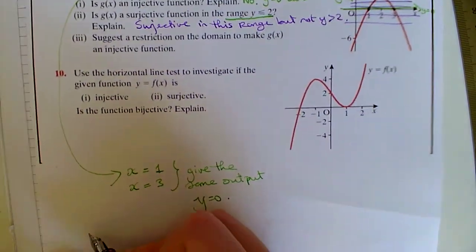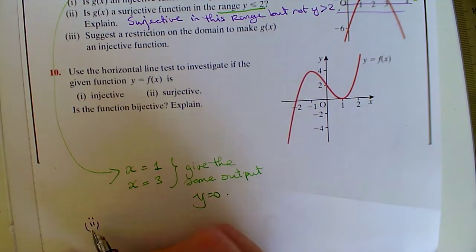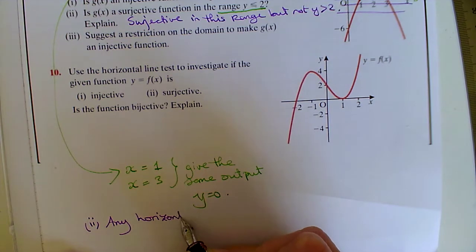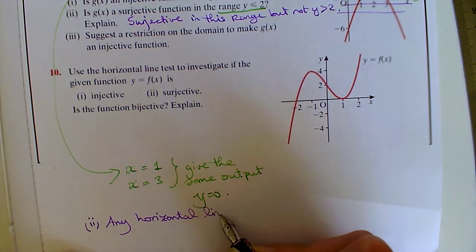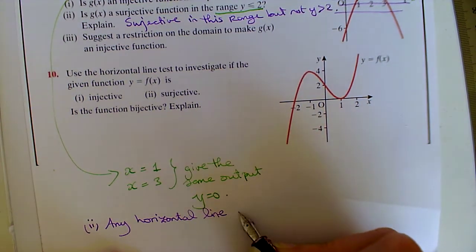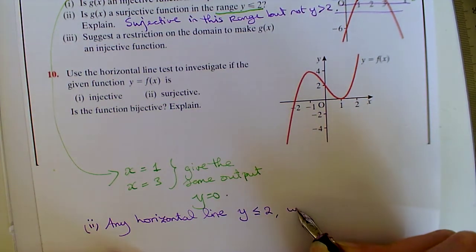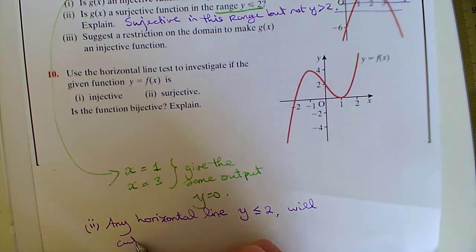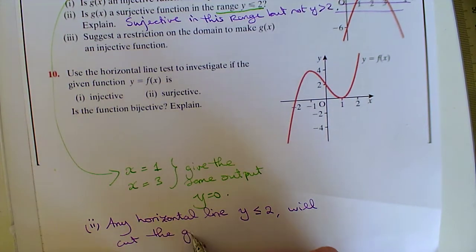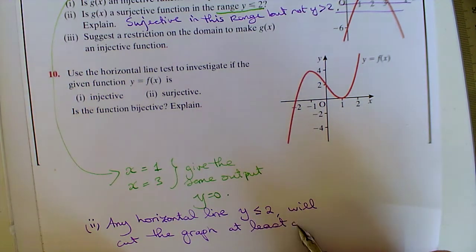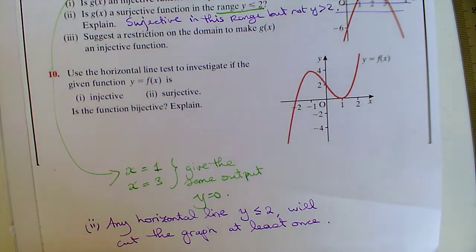Okay, so a better explanation then, we just write down our reason. So any horizontal line that has y less than or equal to 2 will cut the graph at least once. So it's surjective in that range.